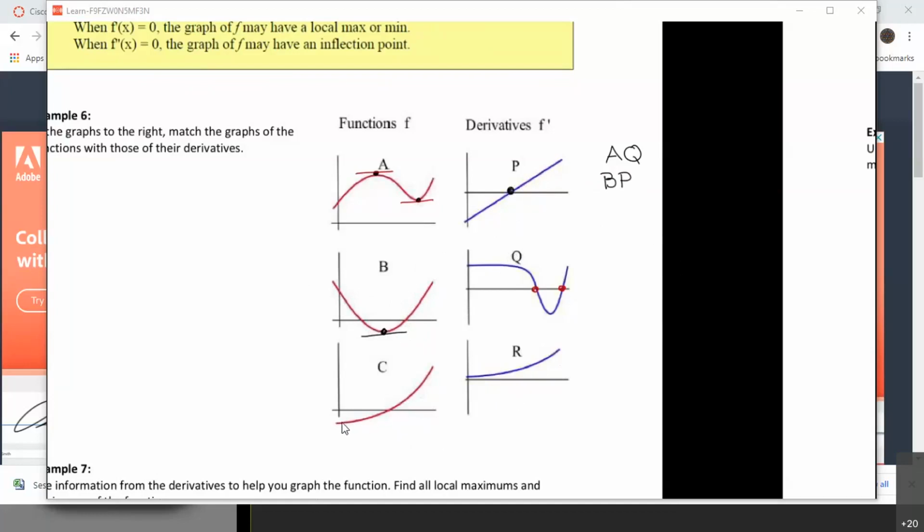Let's take a look. This does not have any turnaround points, so its derivative should not have any x-intercepts. Another giveaway would be this looks exponential, and you might remember the derivative of an exponential is also an exponential.